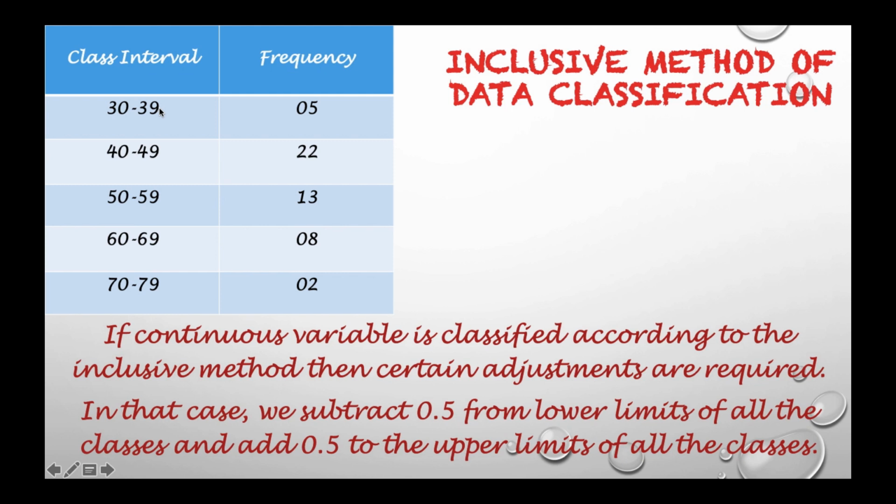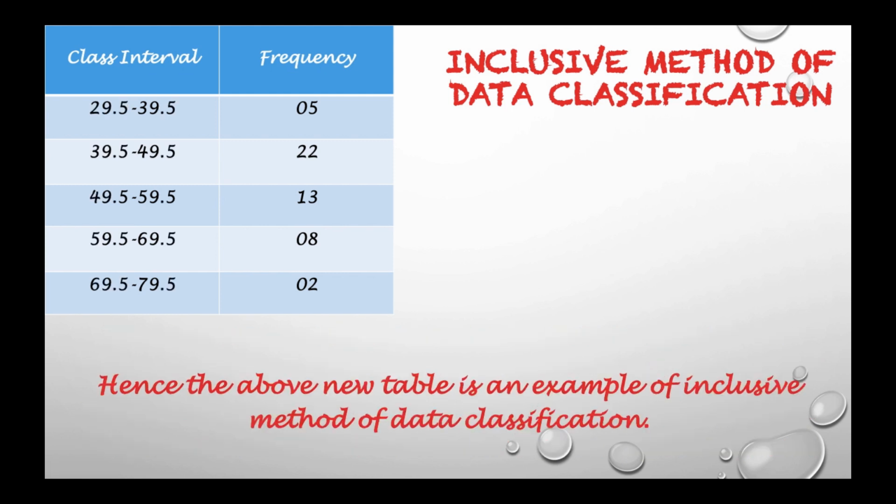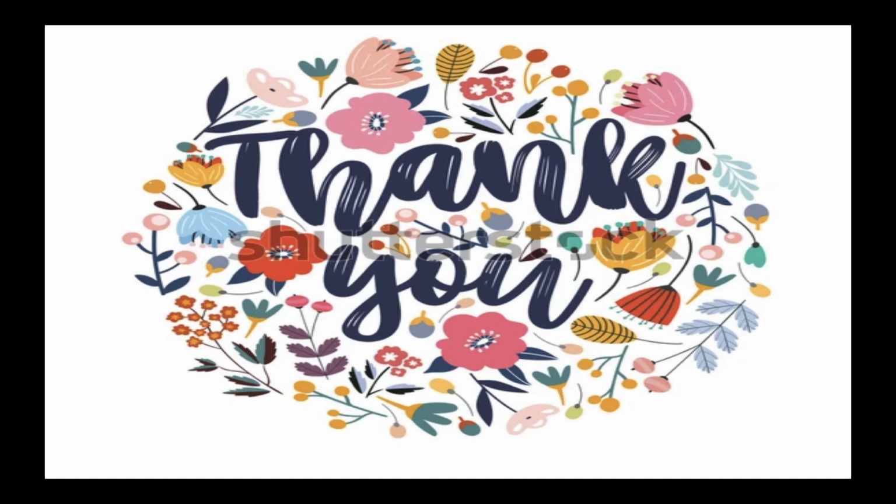And we observe a new table. Hence, the new table is an example of an inclusive method of data classification. We observe that the new table has become 29.5 to 39.5, 39.5 to 49.5, 49.5 to 59.5, 59.5 to 69.5, and 69.5 to 79.5. This is all about the methods of data classification.